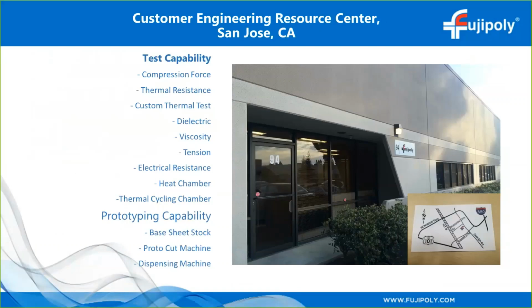We also have our Customer Engineering Resource Center, located in San Jose, California. San Jose has a lot of test capabilities. They could do some of the same things we do in New Jersey, such as compression force and thermal resistance, but they are also capable of doing custom thermal tests, dielectric, viscosity, tension, electrical resistance, heat chamber, thermal cycling chamber, and prototyping capability using our proto cut machine. It's a very nice asset for those located on the western coast of the United States.